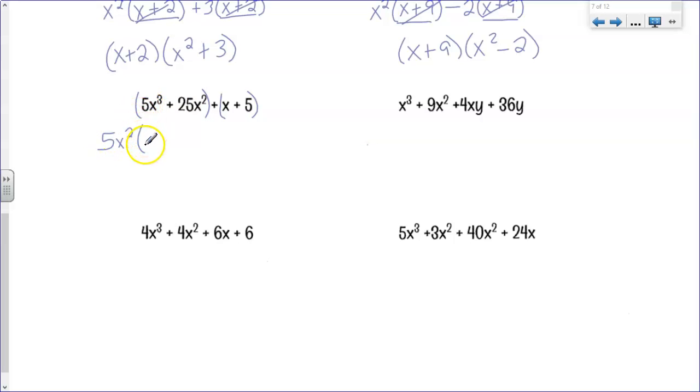5 divided by 5 is 1. It's understood to be there, and then just an x. 25 divided by 5 is 5, and the x's cancel.